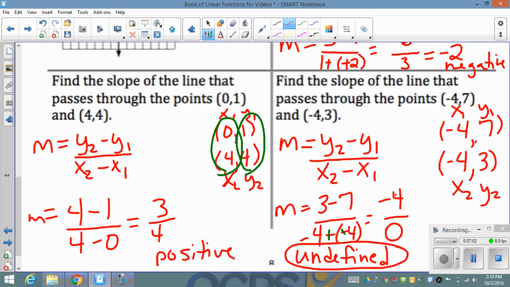Okay, you're going to do some more practice finding slope using graphs and using your slope formula. Pay attention to your formula, pay attention to where you're putting your values. Good luck.